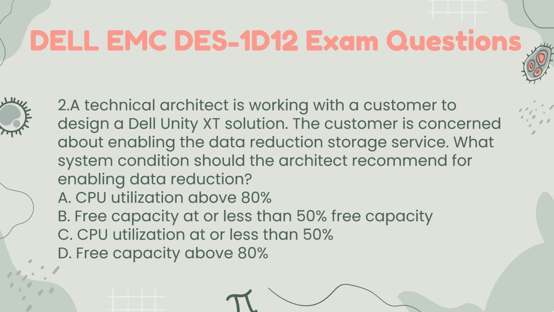2. A technical architect is working with a customer to design a Dell Unity XT solution. The customer is concerned about enabling the data reduction storage service. What system condition should the architect recommend for enabling data reduction? A. CPU utilization above 80%. B. Free capacity at or less than 50% free capacity. C. CPU utilization at or less than 50%. D. Free capacity above 80%.